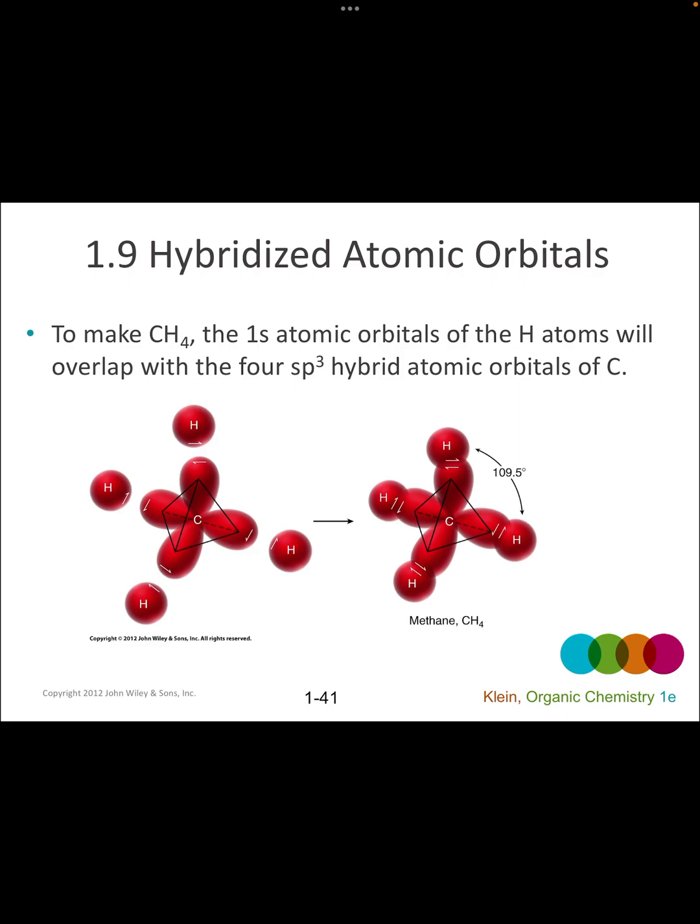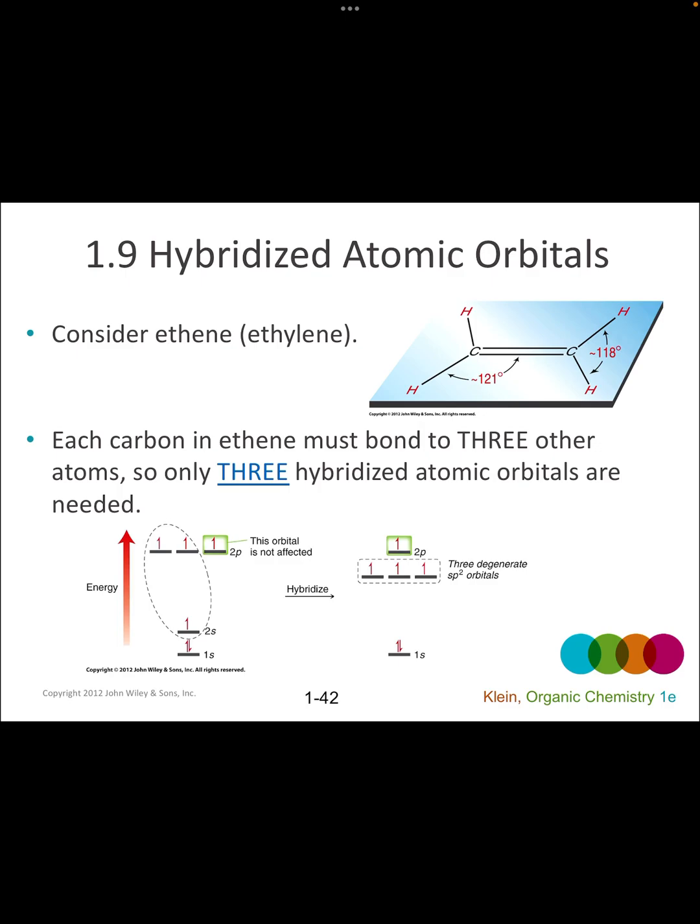And so that's the orbital. Each of these is an sp3 orbital that has one electron each, and that pairs with a single electron in the hydrogen 1s orbital, and that's how you form methane bonds. And I want you to notice how each bond has two electrons each.